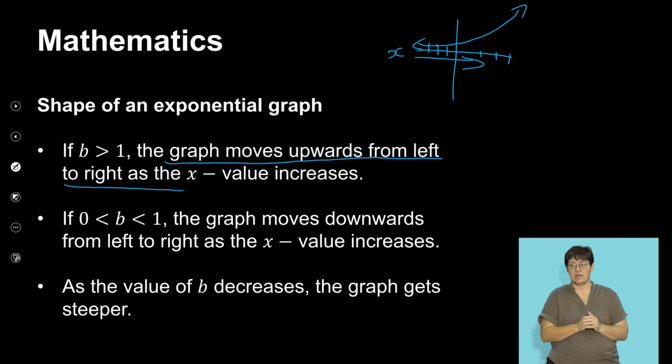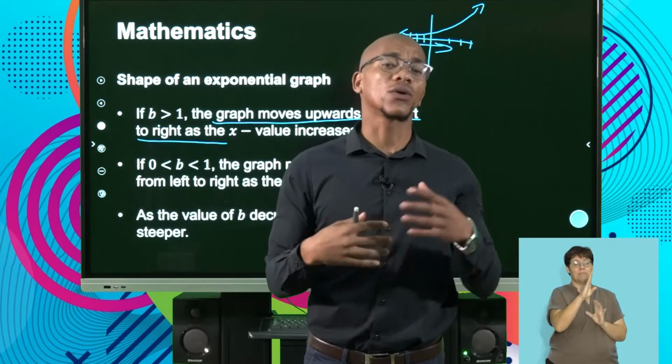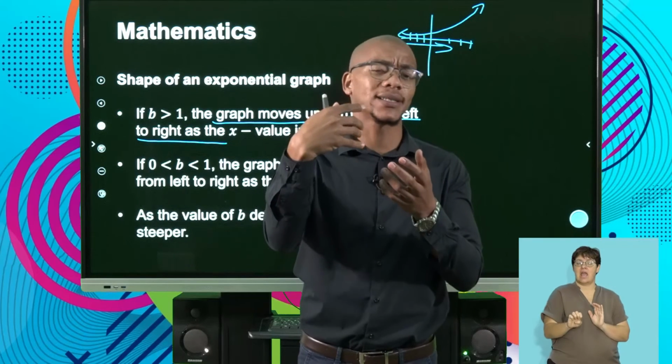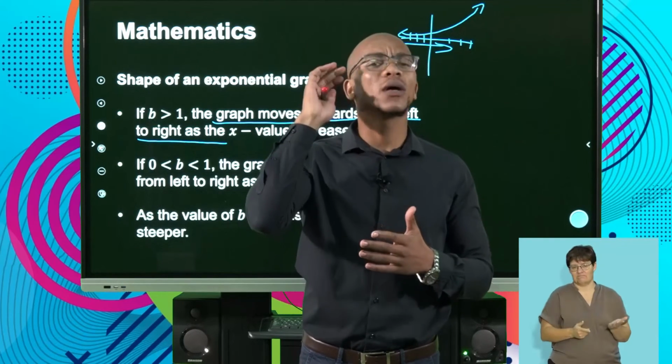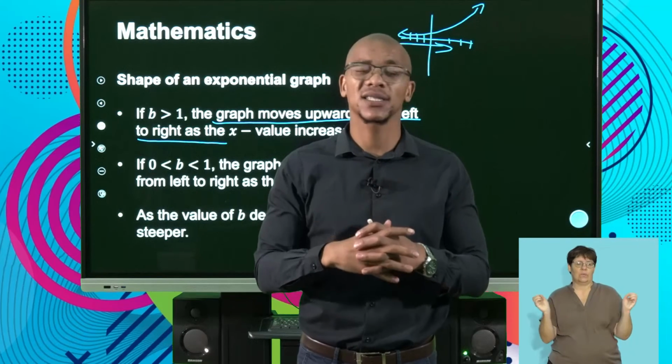But as soon as it becomes between 0 and 1, why are we only focusing on between 0 and 1 and not less than 0? It's because the b value can never be negative. There is no way that the b value, which is the base of the exponent, is a negative. From your lessons about exponents and your knowledge of exponents, there is no way.